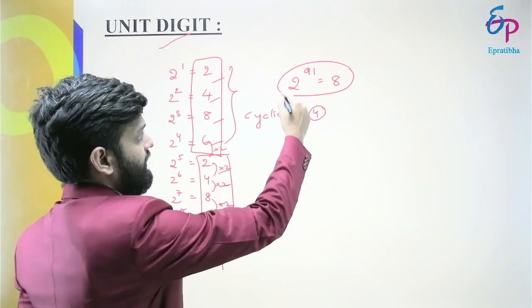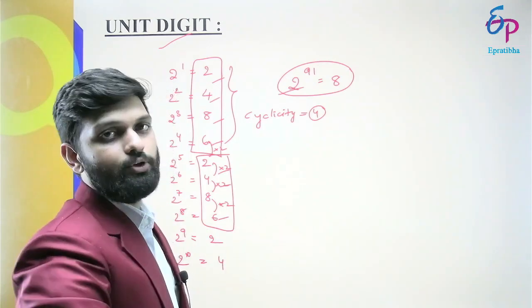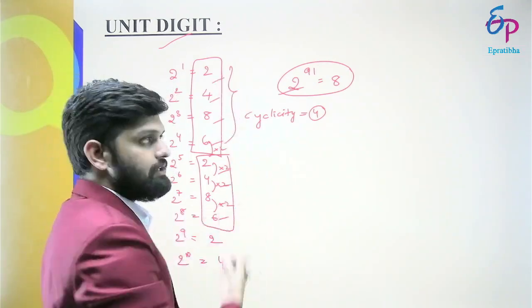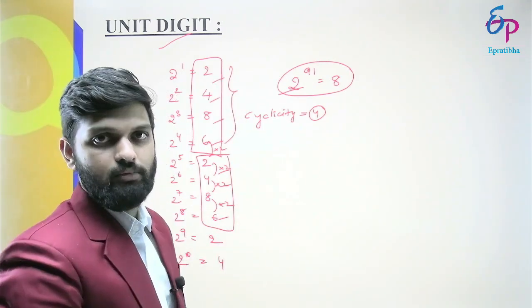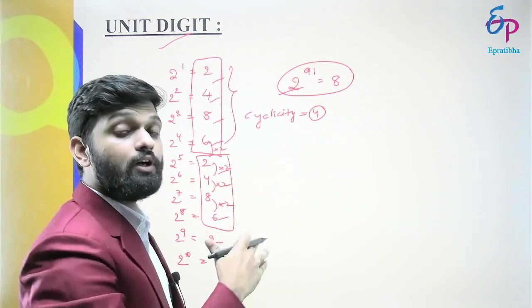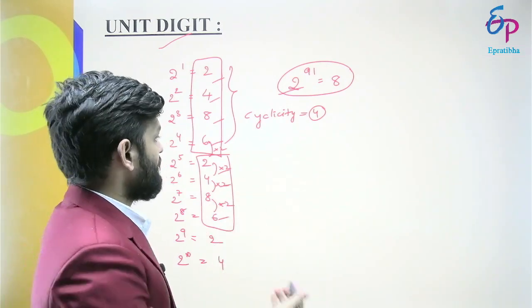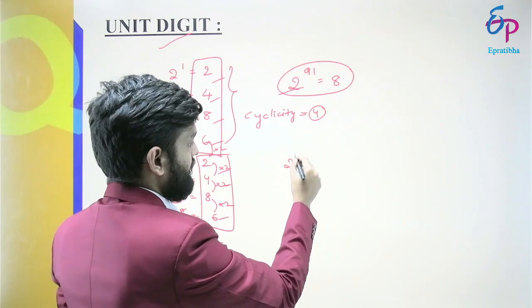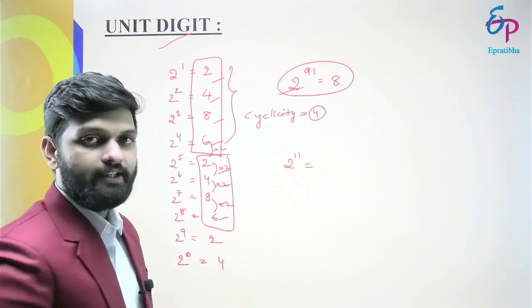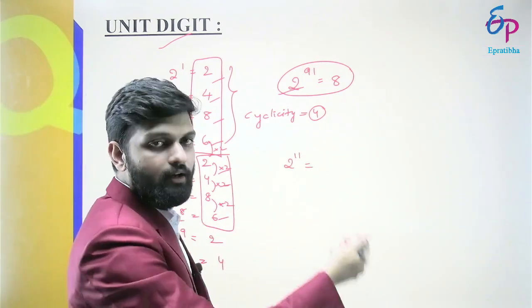But if I am asking directly for 2 power 91, it is nearly impossible to get the answer in this way. You can't write all 91 numbers. You have to work around one shortcut. So what is that shortcut? If I want 2 power 11, I know you will get 8, but let's see how to get 2 power 11 directly.